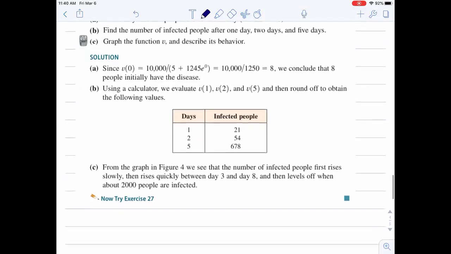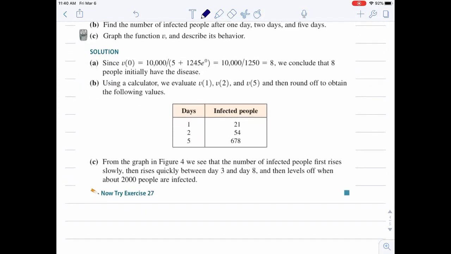So they've done the calculations for us. We can confirm them, but after 1 day, we go from 8 to 21, and then from the next day we go from 21 to 54. And then 3 days later, we go from 54 to 678. And so we've captured that kind of exponential growth.